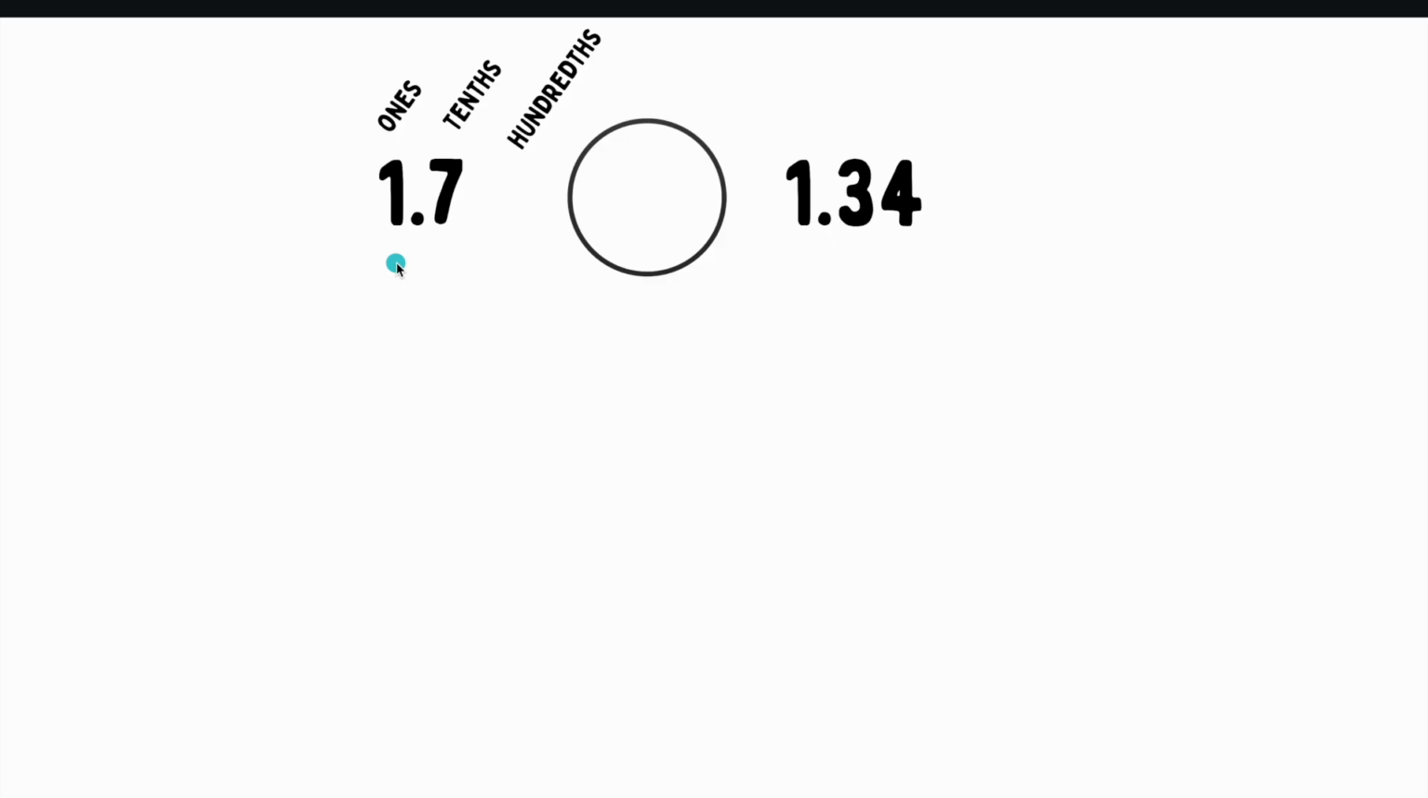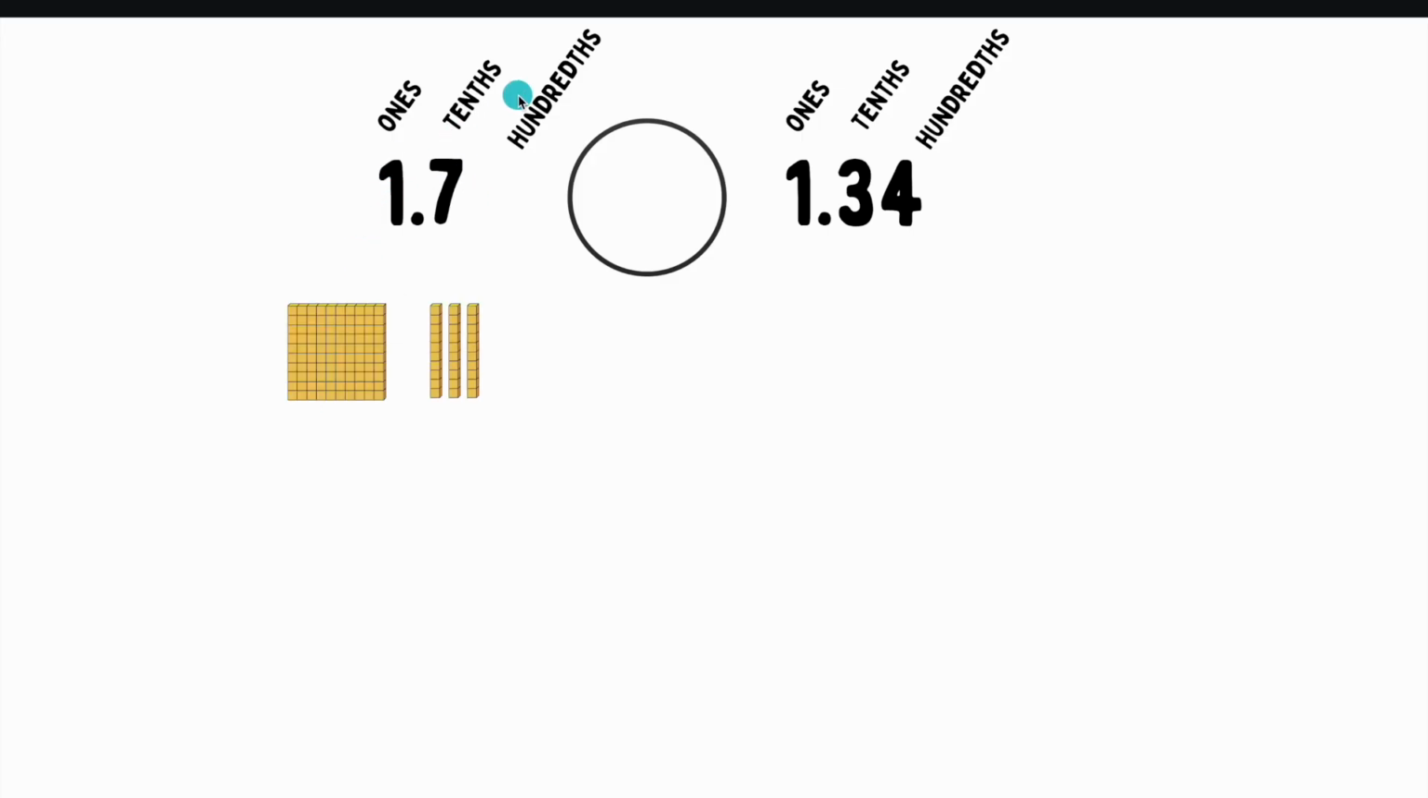Let's compare 1 and 7 tenths to 1 and 34 hundredths. Let's start by creating a model. We have 1 and 7 tenths. Here we have 1, we have 3 tenths, and 4 hundredths. We notice they both have a 1 in the ones place, but 1.7 has 7 tenths, and 1.34 has 3 tenths. 7 tenths is greater than 3 tenths.